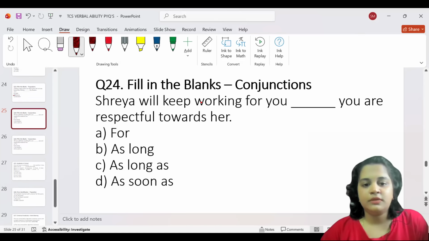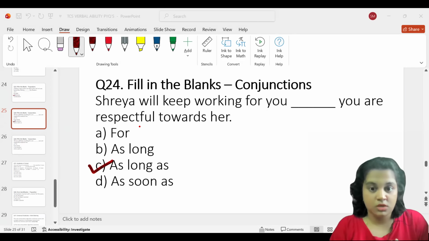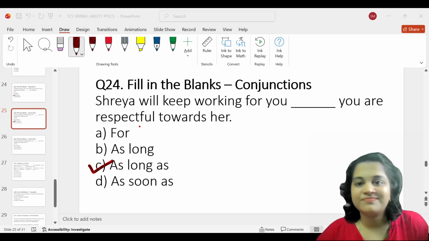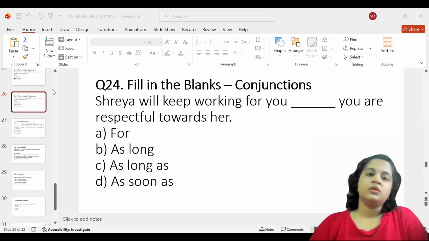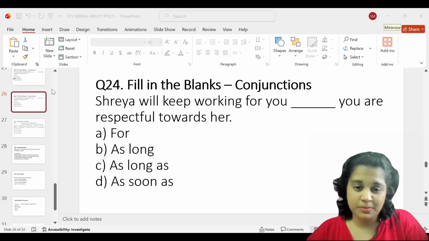Shreya will keep working for you as long as you are respectful towards her. So I think some of the questions are repeating. Sometimes TCS repeats. I've extracted this from the previous year questions of 2 years. So let us check what the other questions have as well. Just as you know, a lot of questions can be repeated.